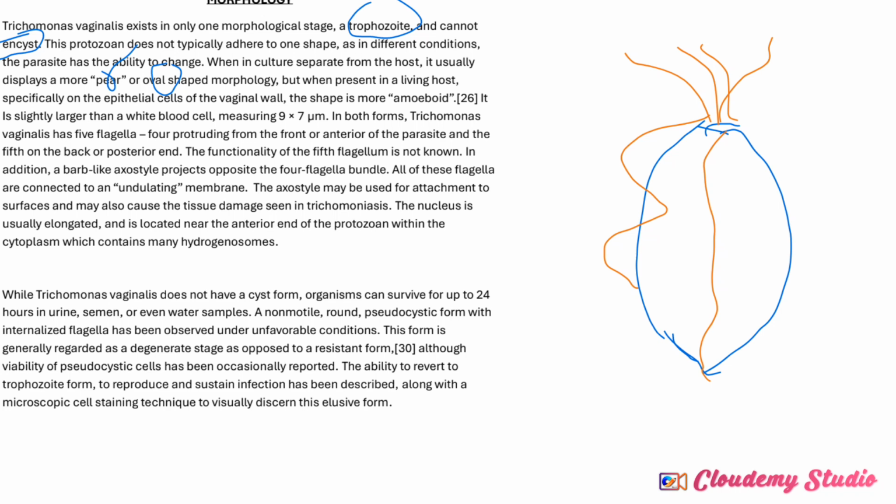The nucleus is elongated, which means the nucleus is not small. So they have something like this as the nucleus, which may consist of several hydrogenosomes. It can consist of several hydrogenosomes. You understand?